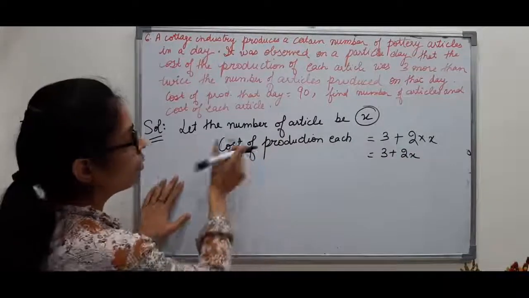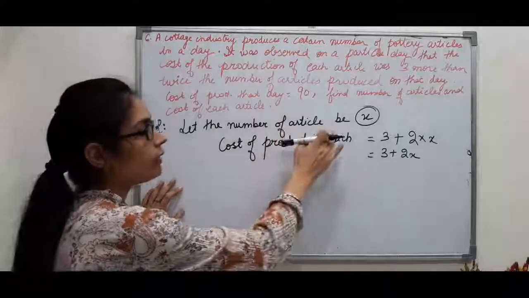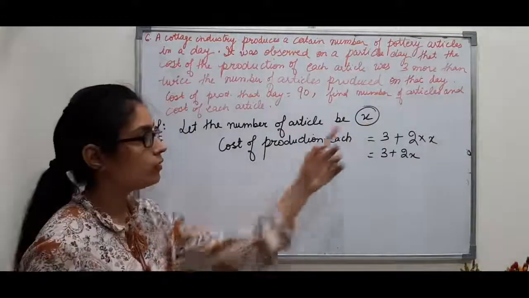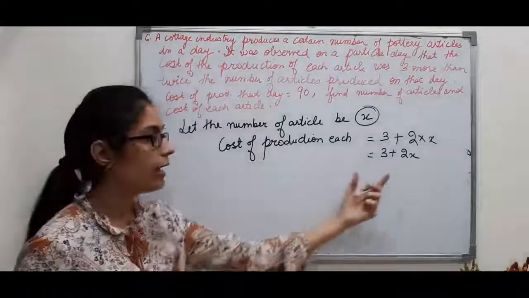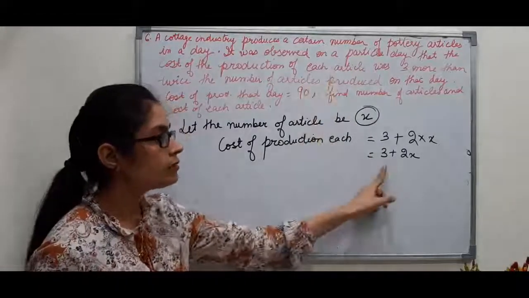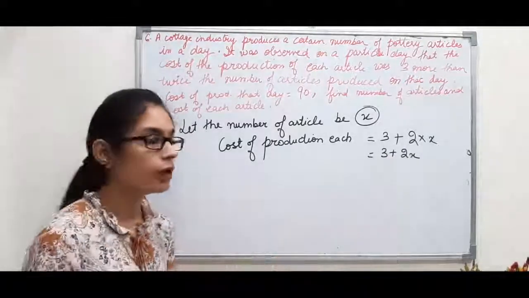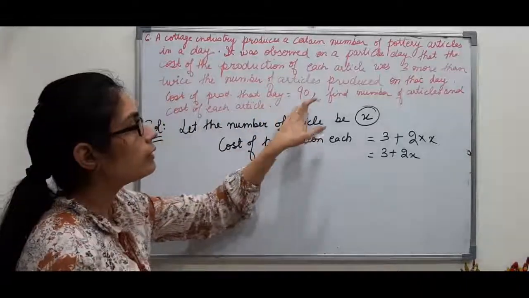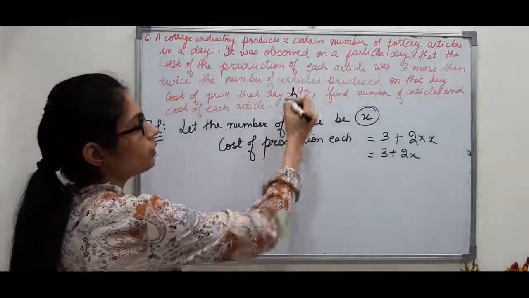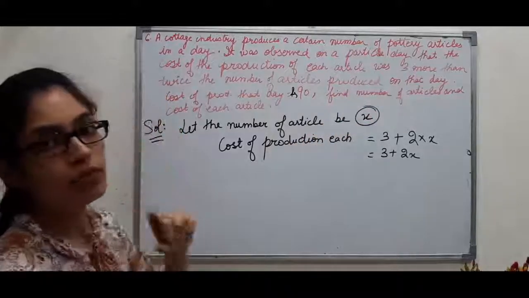Now we have found two things. First, number of articles for each day, which is equal to x. Now the cost of production for each article as per the given situation, it is 3 plus twice the number of articles produced on a particular day. Now they are telling the cost of production on that day was 90 rupees. We have to find the number of articles and the cost of each article.